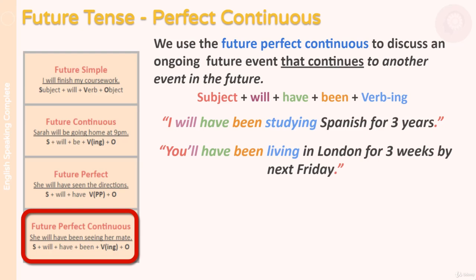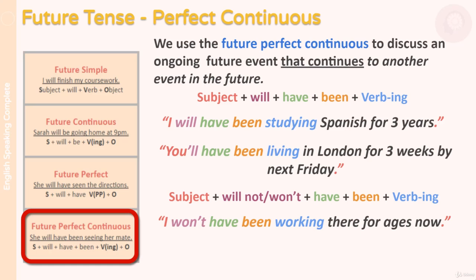But how can we form this in the negative form? Well, you might be able to guess. We use won't. Will not. I'm not a fan of this. Will not. Let's use won't. It's more native sounding, and that's what we all want. So subject plus won't plus have plus been plus ing verb.